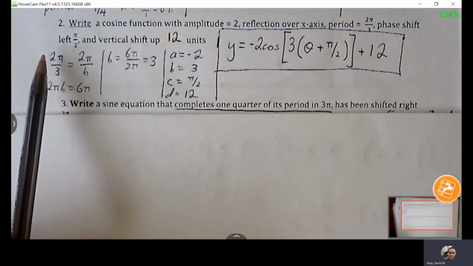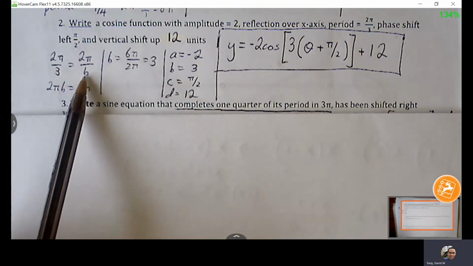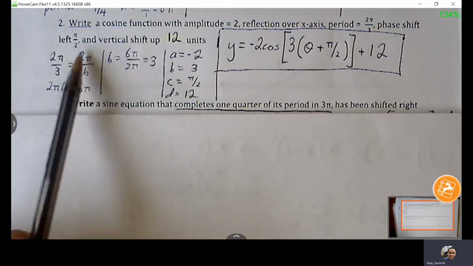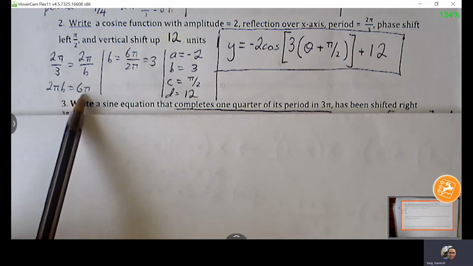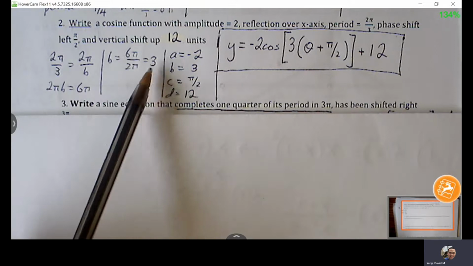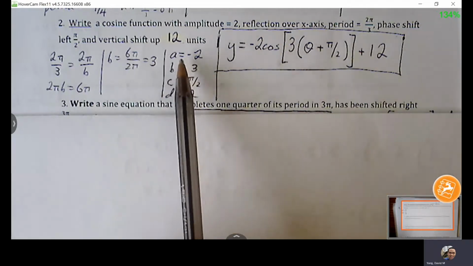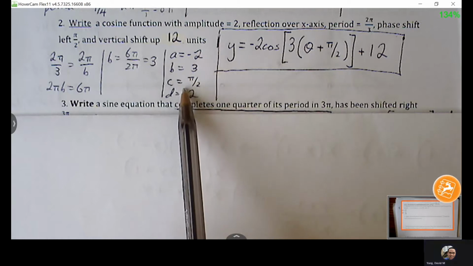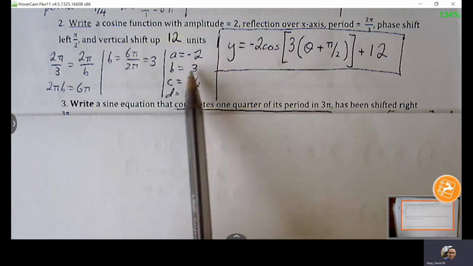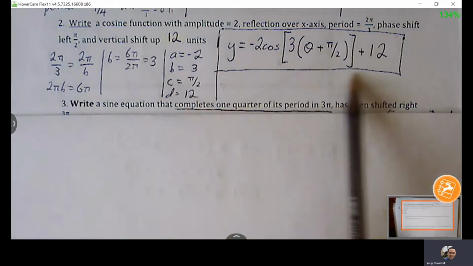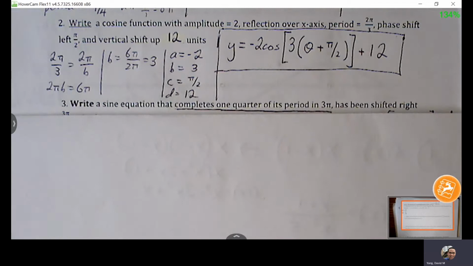Okay, so the formula is period equals 2 pi over b. 2 pi over 3 is a period. I'm trying to work backwards to solve for b. Cross multiply, 2 pi b equals 6 pi. Divide both sides by 2 pi. 6 pi over 2 pi is 3, so my b value is 3. Reflection over the x-axis, I know that's going to give me a value of -2. Phase shift to the left, pi over 2, I know that's going to be a plus pi over 2. And then vertical shift up 12 units, so I know it's going to be a plus 12. Just insert everything, A, B, C, D, into the right spaces.